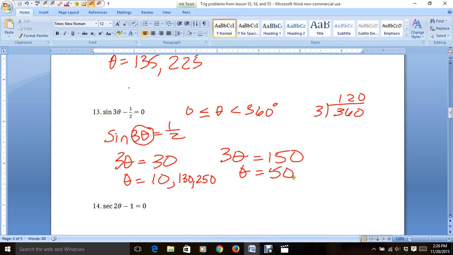Alright, and then for 50, I can also add 120 until I get out of range. So 50 plus 120 is 170, and then add another 120, and that puts you at 290. So all these values are going to work in this equation because I can have theta going all the way up to 360, and any of these values I put in for 3 theta will just spin me around the circle back to 30 and 150 again, those same two places in the first and second quadrants where we have a 30 degree angle. So you've got 6 answers here, and when you have a coefficient on your theta that is greater than 1, you're going to have more than just 2 answers most of the time.